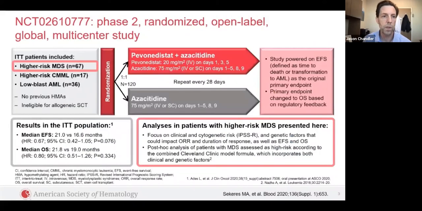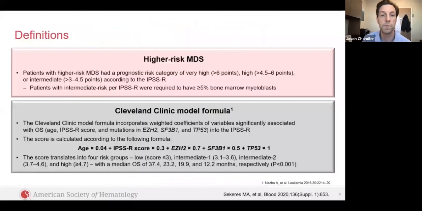azacitidine. So the study included high-risk CMML, low blast AML, and MDS, but this presentation concentrated just on the higher-risk MDS. You can see it was AZA for 7 days, and then days 1, 3, and 5 were the Pevonedistat, and they were looking at multiple outcomes, including event-free survival and overall survival.